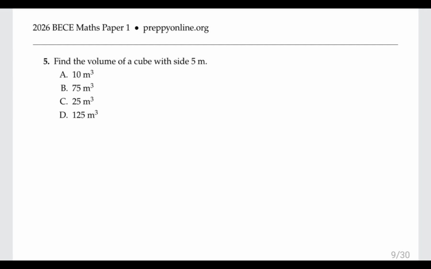Question 5 is find the volume of a cube with side 5 meters. So a cube is a type of cuboid, and we know that the volume is given by the expression length times width times height. Except that in the case of a cube, the length is equal to the width and is equal to the height. So you can write L times L times L, or L cubed. And we are given the L as 5.